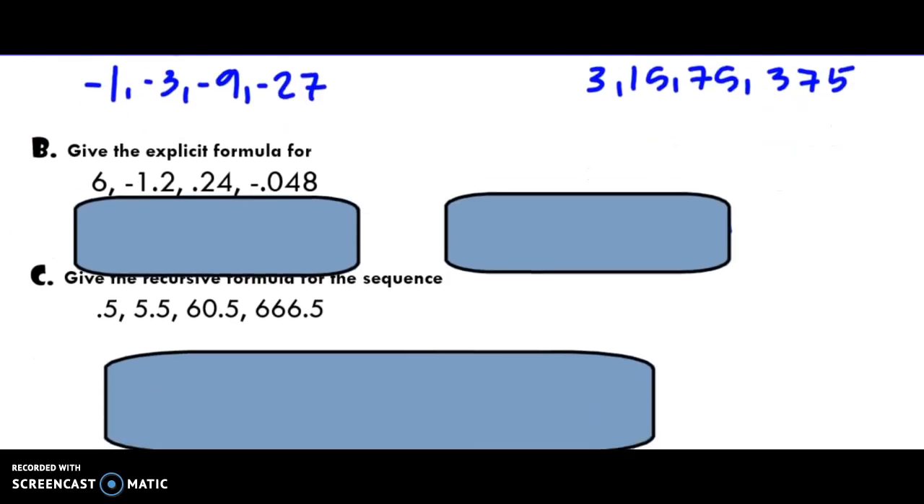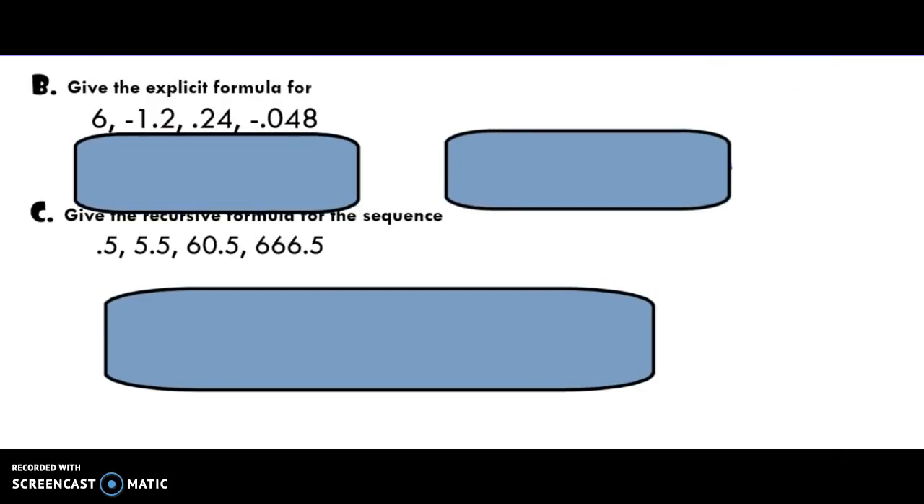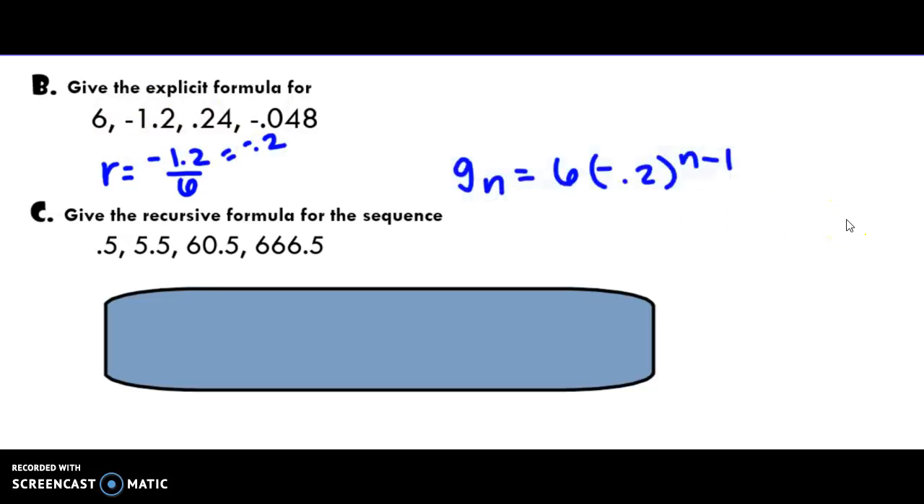Working the other direction, finding the formula for the sequence 6, -1.2, 0.24, -0.048. To me, that's not as obvious what that ratio is when I'm multiplying by each time. So in order to figure that out, I'm going to take the second term, -1.2, and divide it by 6, and that will give me my ratio of -0.2. So now I know my first term is 6, my ratio is -0.2, so I can plug those values into my sequence. G sub n equals 6 times the quantity -0.2 to the n minus 1.